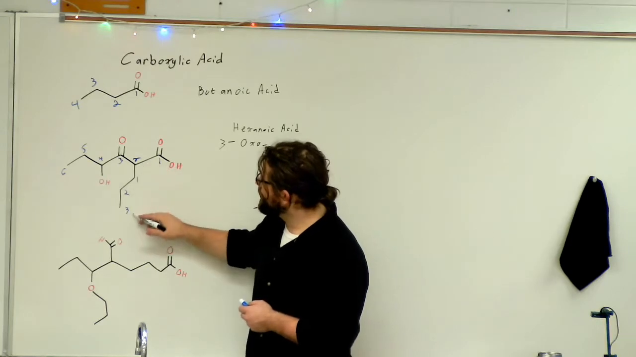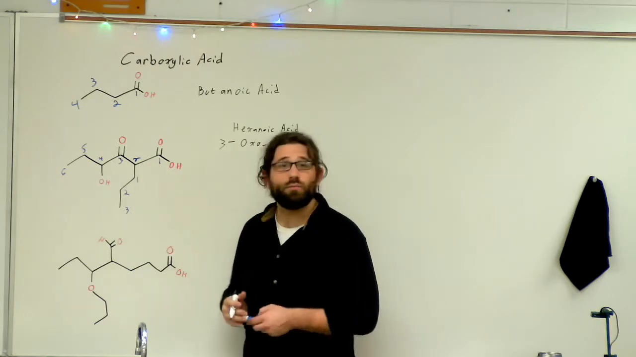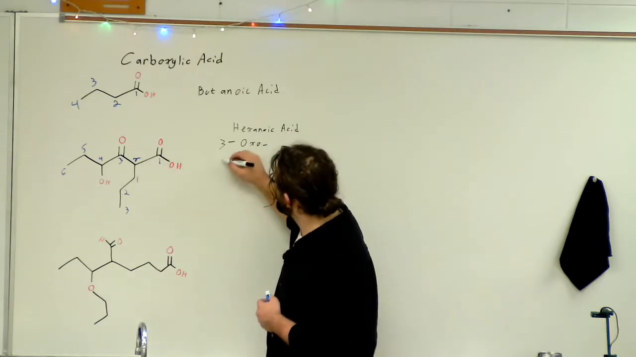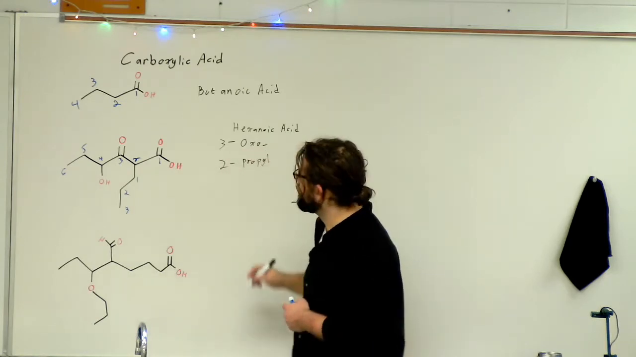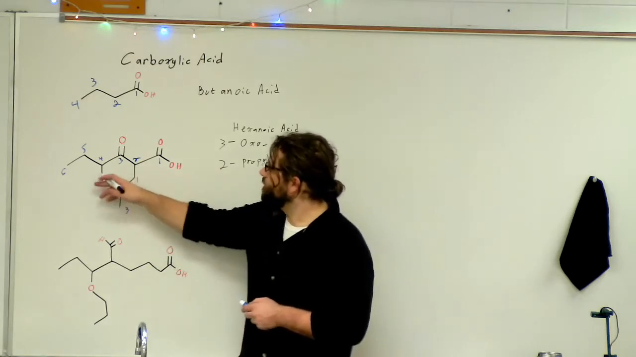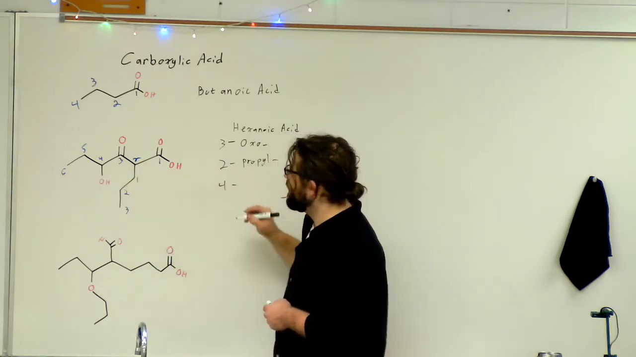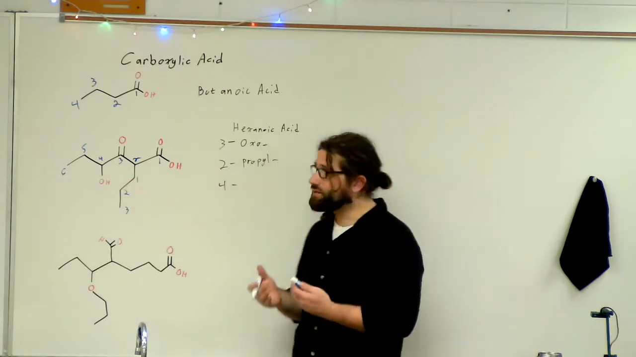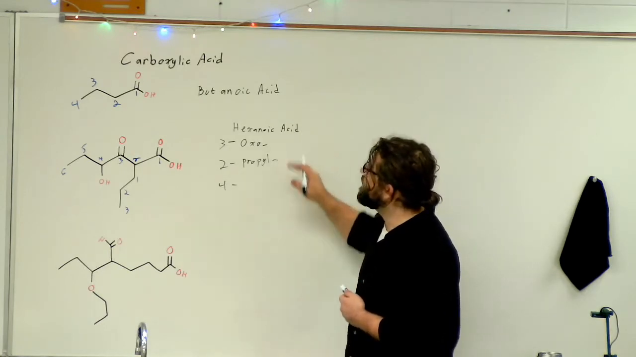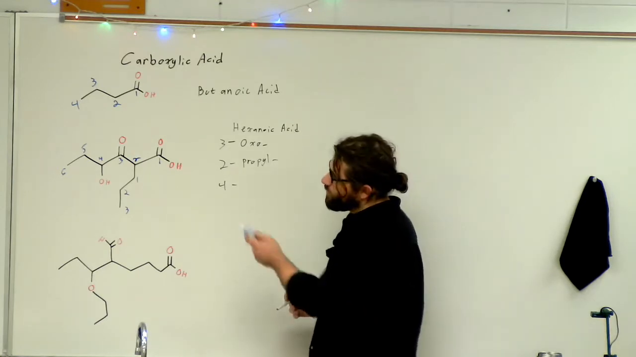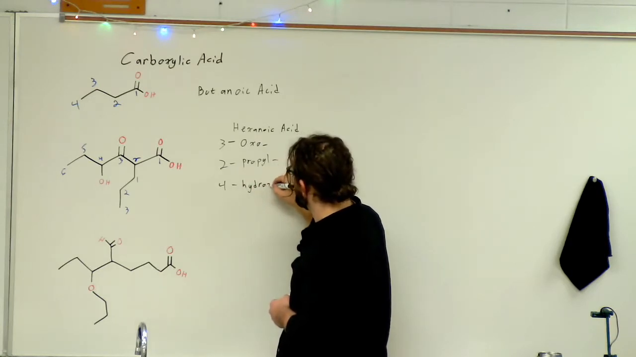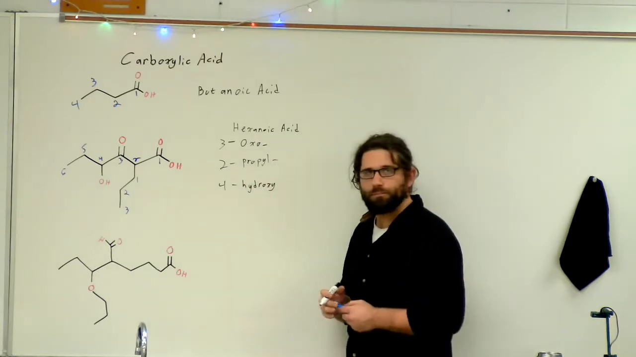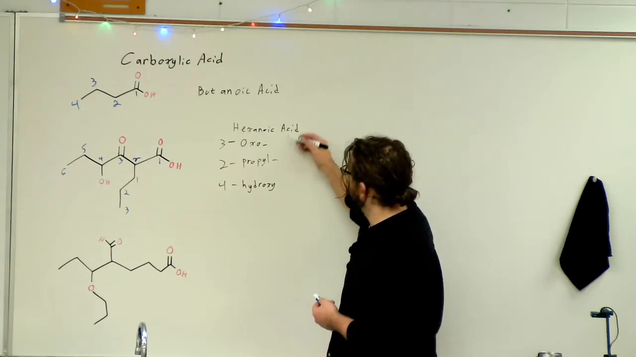Here, number 2, I've got a 1, 2, 3. That would be a propyl group. So on number 2, I'm going to have propyl. And then at the 4 carbon, I have an alcohol. Now again, this takes a lower precedence than the carboxylic acid. So my alcohol is going to get hydroxy. There we go. So now I can just put these together, remembering my alphabetical order.